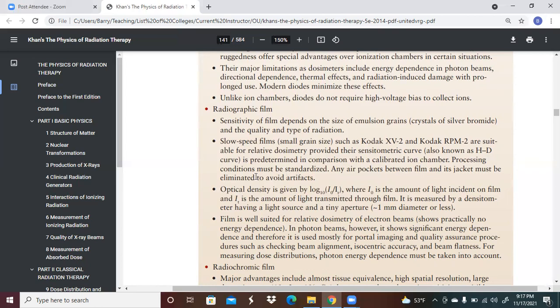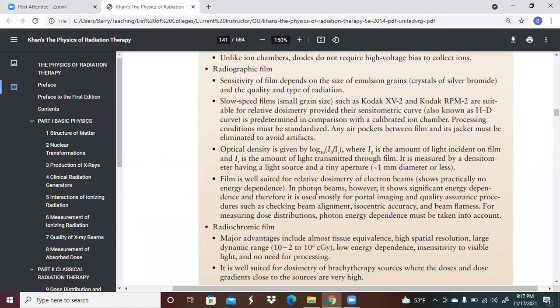Processing conditions must be standardized, and any air pockets between film and a jacket must be eliminated to avoid artifacts. Film can be very sensitive, and you want to treat it as nicely as you can. Optical density is given by the log base 10 of your initial intensity divided by the transmitted intensity. It's measured by a densitometer having a light source and a tiny aperture.